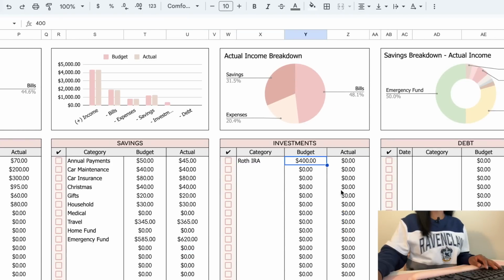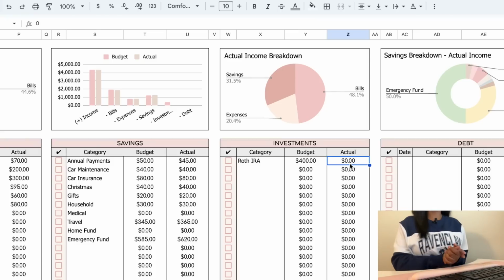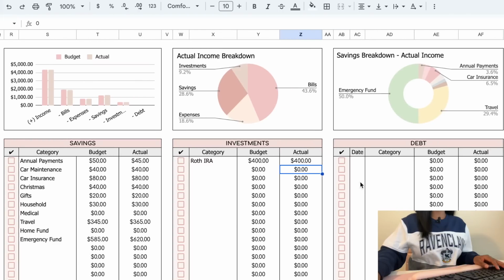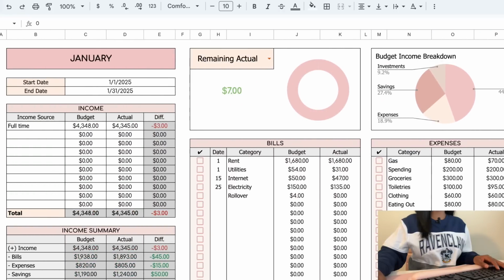Here we have my Roth IRA. I was budgeting $400 to max out the last amount that I needed for my 2024 contributions. And as we know, I did achieve that goal. So $400 is what that category received, and I am happy to be done with that. And then over here we have debt, but I do not have any debt. I am debt free. So that will complete all of the allocations. And looking at what is remaining, we see I have $7. So I'm just gonna go ahead and dump that $7 into my rollover.